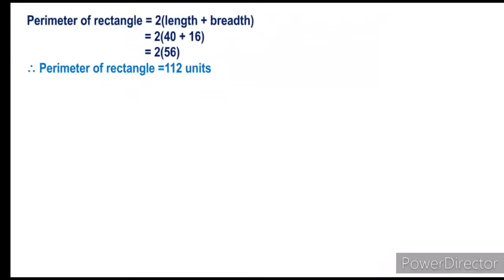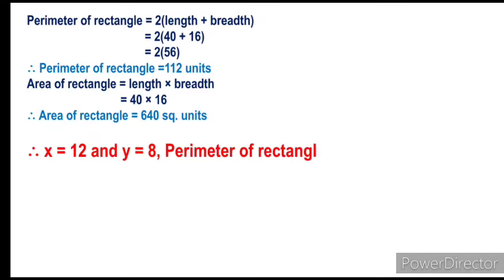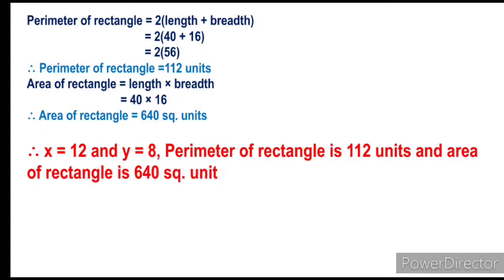As it is a perimeter, the unit is units. Now we'll find the area of the rectangle. The formula is length into breadth. 40 multiplied by 16. Therefore area of the rectangle is equal to 640 square units. We are going to write the final answer, whatever is asked of us. x is equal to 12, y equal to 8, perimeter of the rectangle is 112 units, and area of the rectangle is 640 square units.